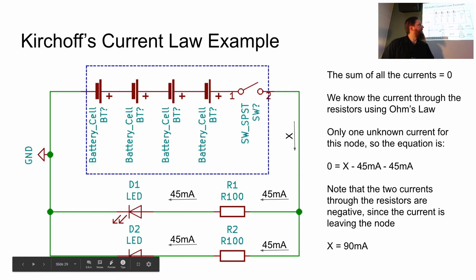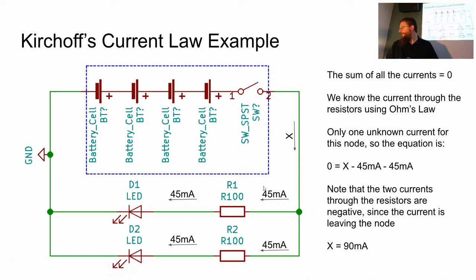If you solve this equation by adding 45 to the equation twice, you get x is equal to 90 milliamps. So if you have 45 milliamps going into one resistor, 45 milliamps going into the other, you need 2 times 45, or 90 milliamps, coming into the node to make that work.